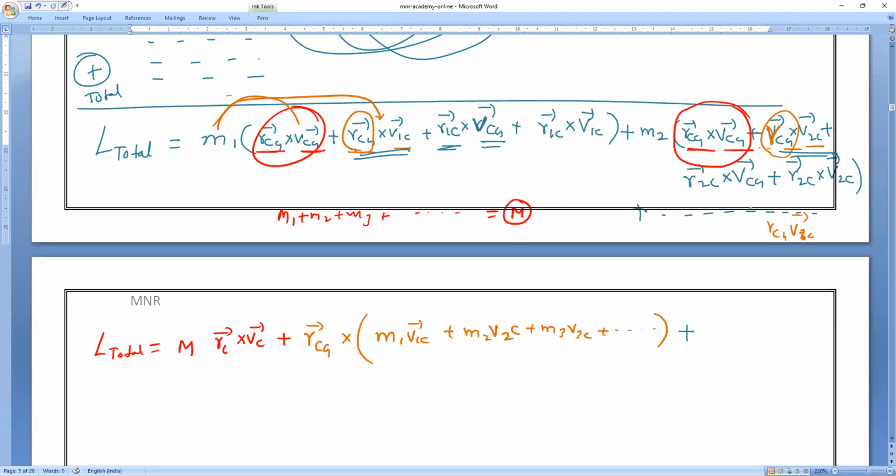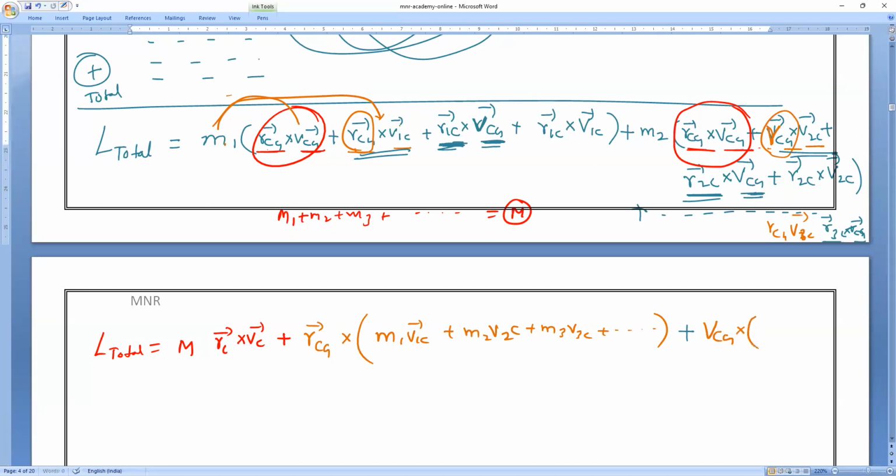R1C into VCG. Next one, R2C into VCG. Next one, R3C into VCG. Like that will come. So what is common, guys? Now you should speak. What is common in that? Here R1C into VCG, here R2C into VCG, next one R3C into VCG. What are we commonly seeing? VCG is common.